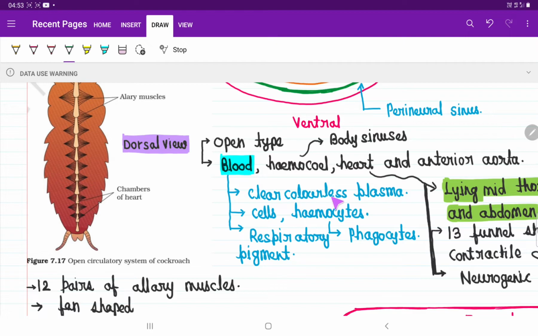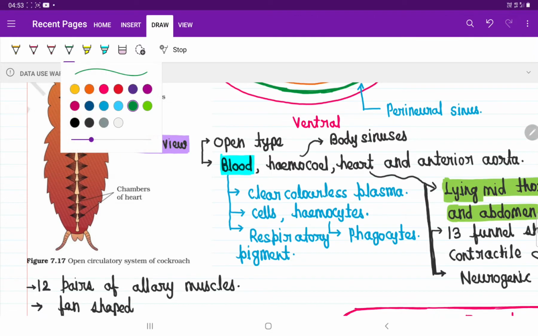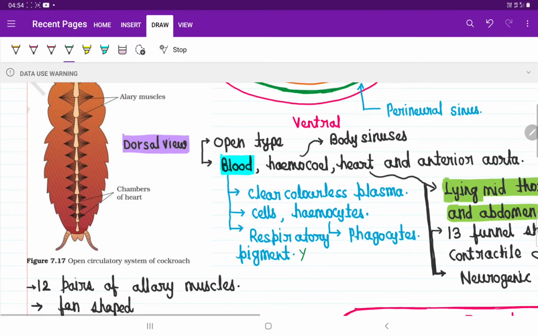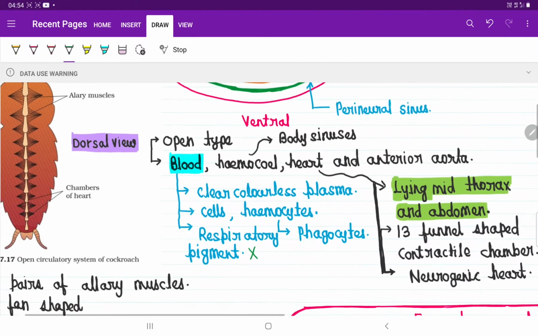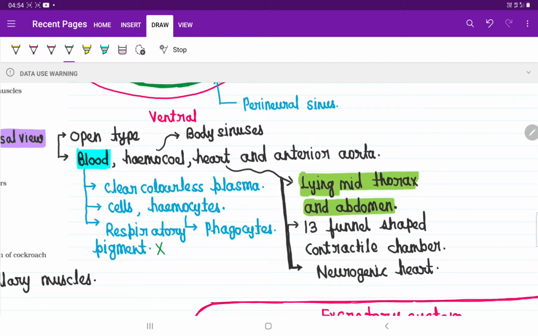So blood is actually clear colorless plasma. They have some cells that are phagocytic cells. They will phagocytose the microorganisms that enter there. And they do not have any kind of respiratory pigment. Like humans have hemoglobin, they don't have any kind of respiratory pigment. And then they have body cavities in which this blood flows, called body sinuses, right?